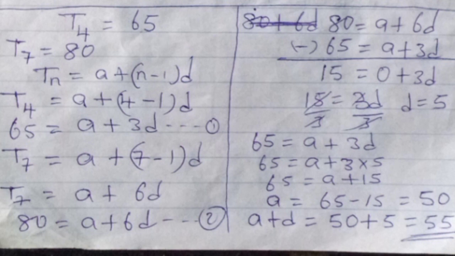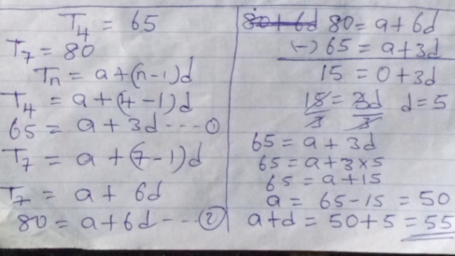All right, so we have that t4 is equal to a plus 4 minus 1 bracket d. Then 65 is equal to a plus what? 3d, because 4 minus 1 is equal to 3. And here the 4 means it is the 4th term, the number of terms. Going for t7, we have a plus, where a is the first term.